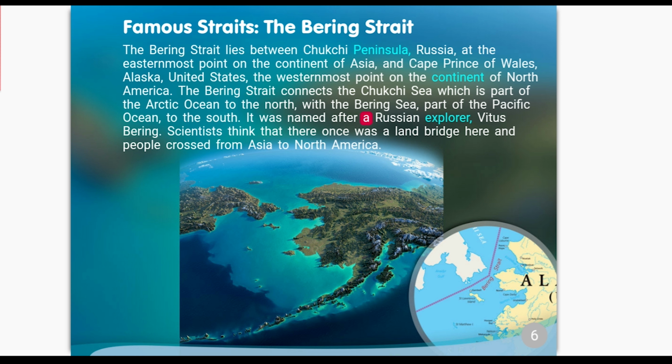It was named after a Russian explorer, Vitus Bering. Scientists think that there once was a land bridge here, and people crossed from Asia to North America.